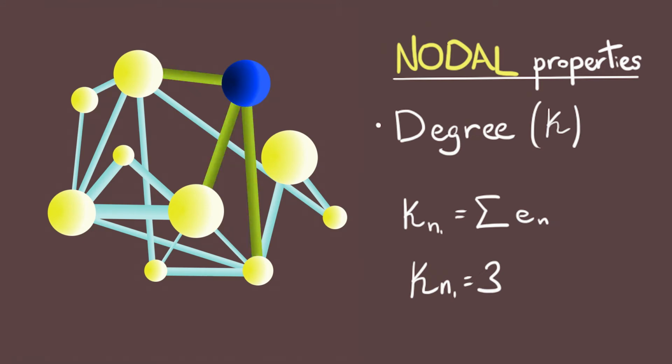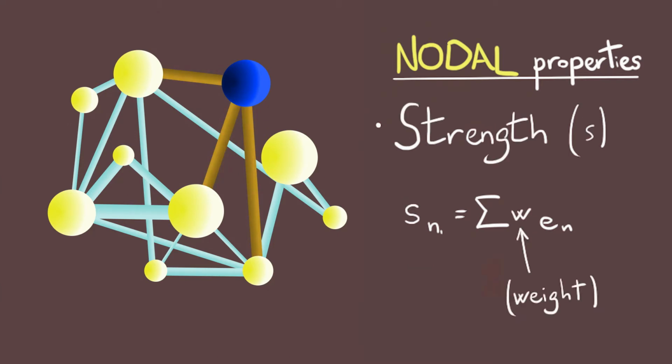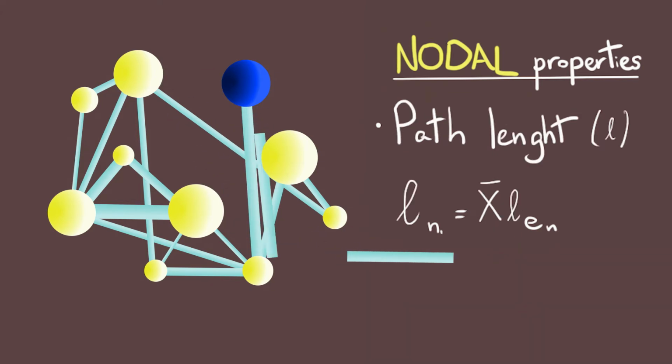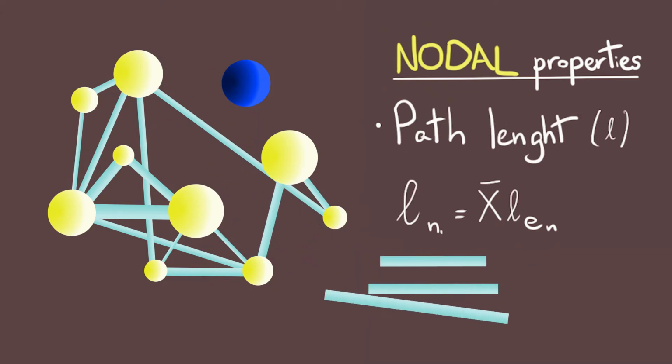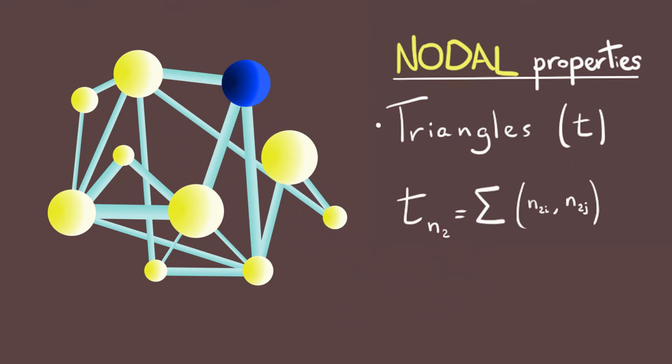total number of edges connected to a node, strength, which is the sum of the weights of all edges connected to a node, path length, or the average distance from a node to a set of different nodes, or triangle, meaning the number of neighbors of a node that are also neighbors of each other.